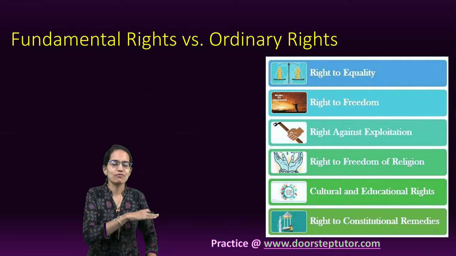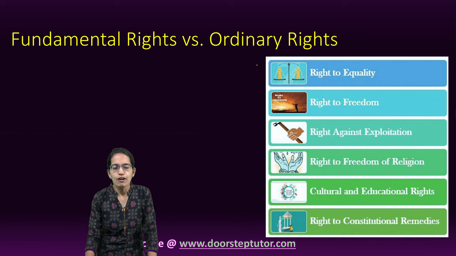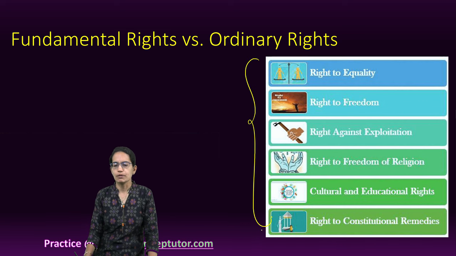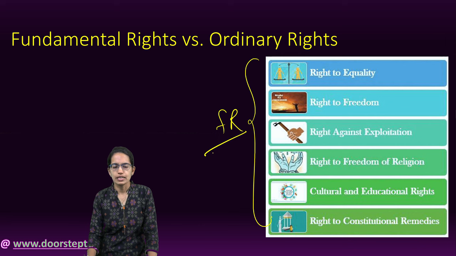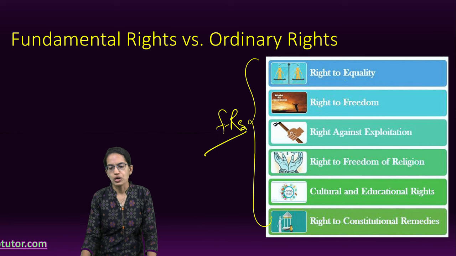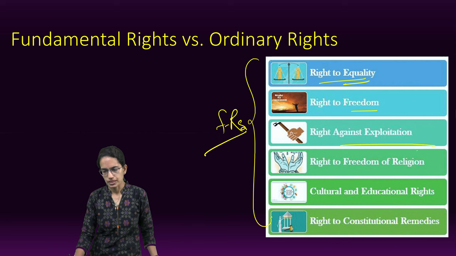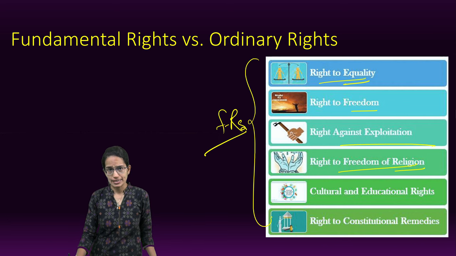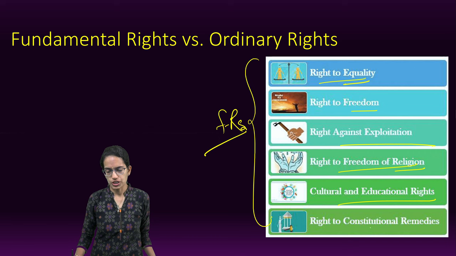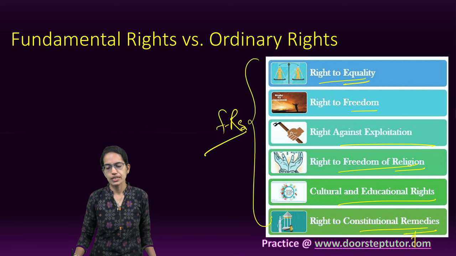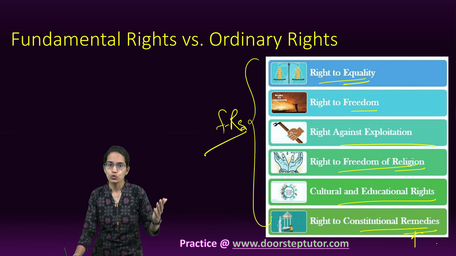Moving from South Africa to the Constitution of India, we have the following six fundamental rights. These fundamental rights, called FRs, are the right to equality, right to freedom, right against exploitation, right to freedom to practice any religion, cultural and educational rights, and right to constitutional remedies, which is also called the heart and soul of the Constitution.